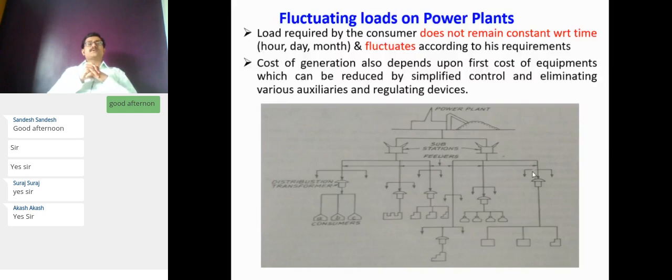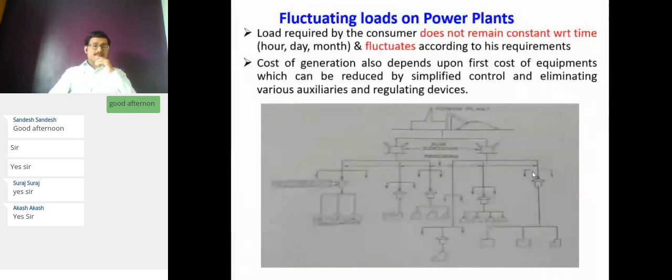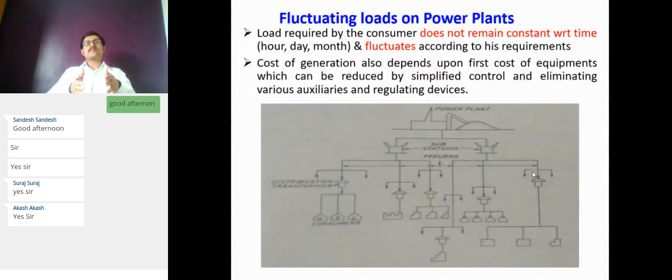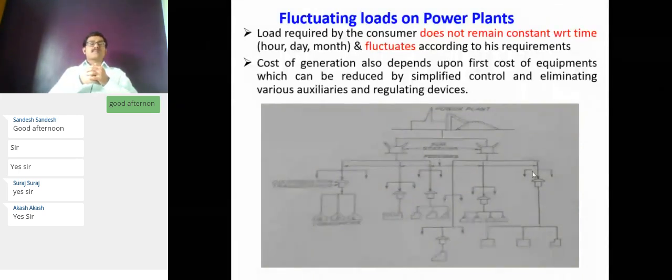The second: the cost of generation depends upon the first cost of the equipment, which can be reduced by simplified control and eliminating various auxiliaries and regulating devices. It means that you need to keep your plant as simple as possible. The larger the number of components involved, the more complex the plant is, and the regulation and controlling of that plant becomes a complex, difficult task, isn't it? So to overcome these fluctuating loads, you need to make different arrangements, isn't it?